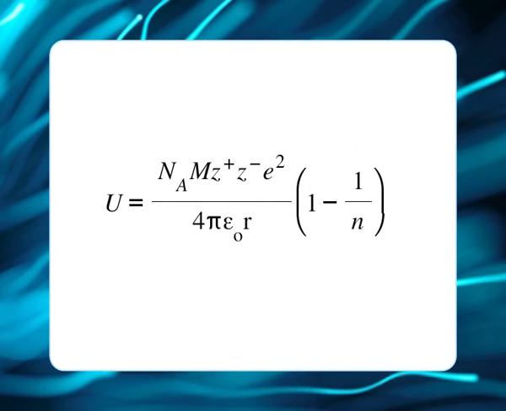The Born-Landé equation can be written as follows. U is equal to A Z positive Z negative e squared N0 divided by R0 into 1 minus 1 divided by n. The solubility of ionic compounds will decrease with an increase in lattice energy.